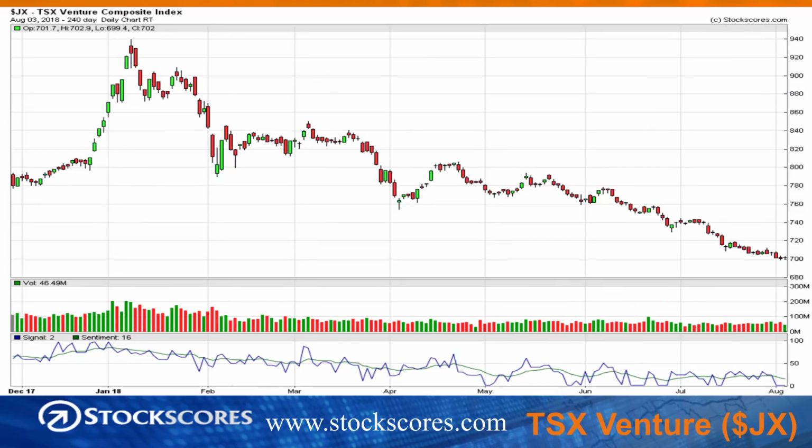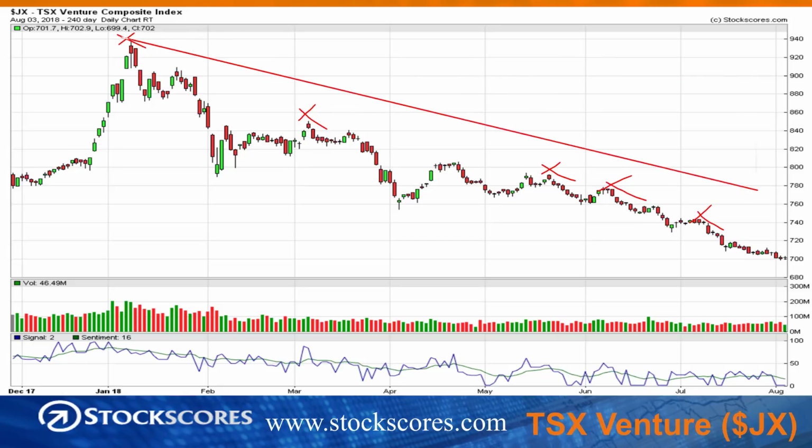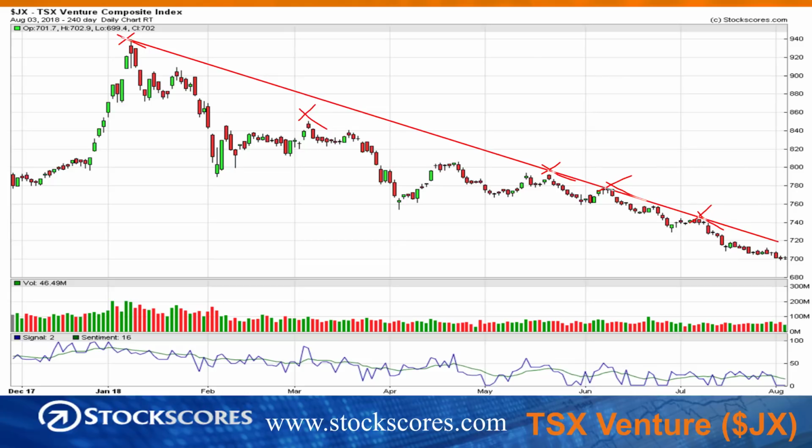Onto the TSX Venture, which is in a downward trend. And again, start with your inflection points and just draw some lines across as many points as you can. That's sort of where it's going to lie. There's your downward trend line. Until that downward trend line is broken, I want you to be pretty cautious with these stocks in the TSX Venture because they're fighting a pessimistic market.